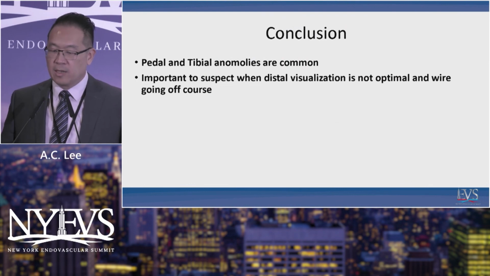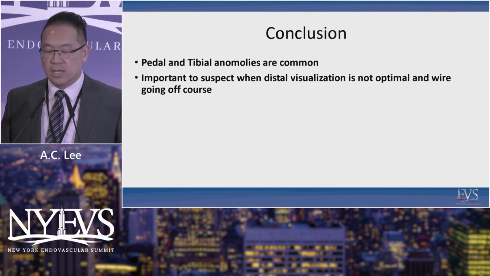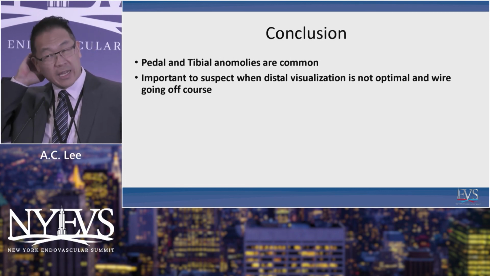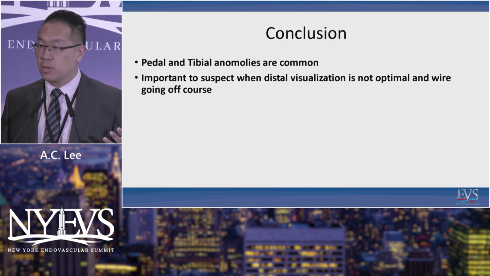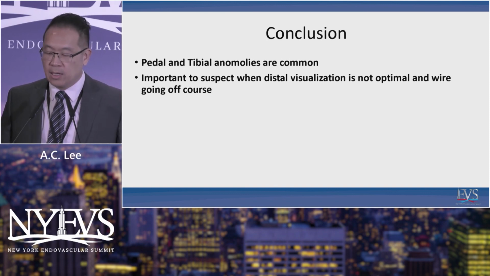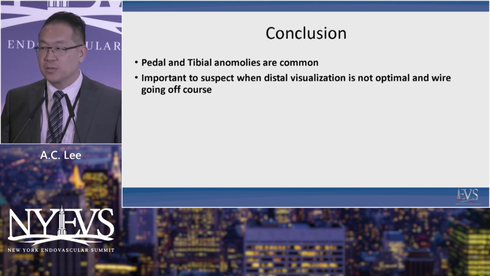So bottom line is, it's important to know these vessels, have suspicion about anomaly, especially when you're dealing with chronic total occlusions, and think about it when things aren't going right. I've had patients referred in who had a previous anterior tibial intervention with a perforation, and it ended up being a big dominant peroneal artery that was fairly simple. That's it. Thank you very much.